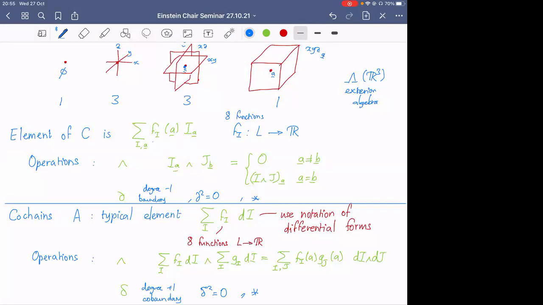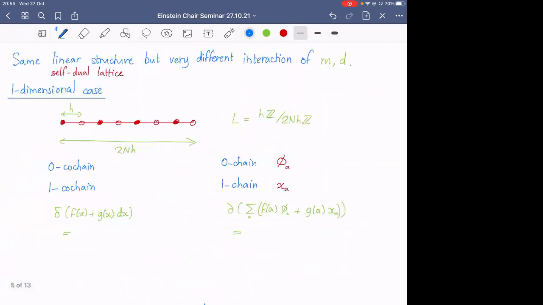Yeah, as we mentioned before, we have some adjoint property, and the star also, the usual identities between star and del, which we won't go into here. Okay, so here I mentioned what we just said, that we have the same linear structure because the lattice is self-dual, but very different interaction of the multiplication and the differential in the 2 cases, the cases of chains and cochains. So just so we're all on the same frequency, let's look at the 1-dimensional case.